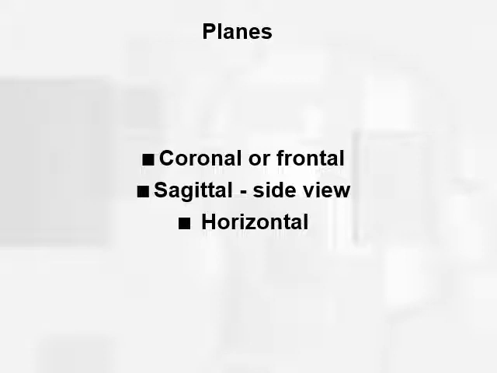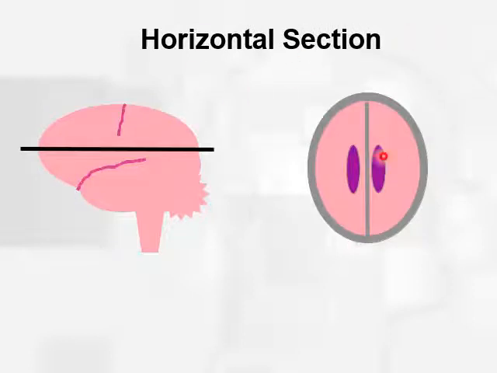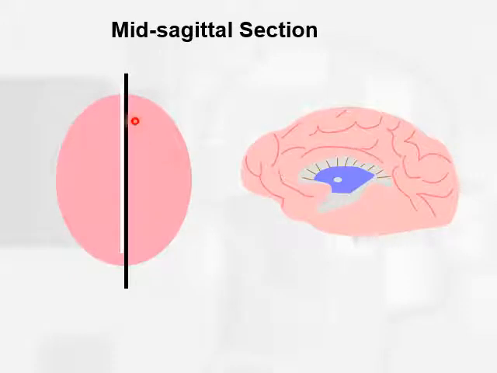We have three planes of the brain: the coronal, sagittal, and the horizontal views. The coronal section or the frontal section is a vertical plane that divides the brain into anterior and posterior parts, and the section looks like this. The horizontal section is a transverse section that divides the brain into superior and inferior parts. The sagittal section is a vertical section that divides the brain into right and left parts.